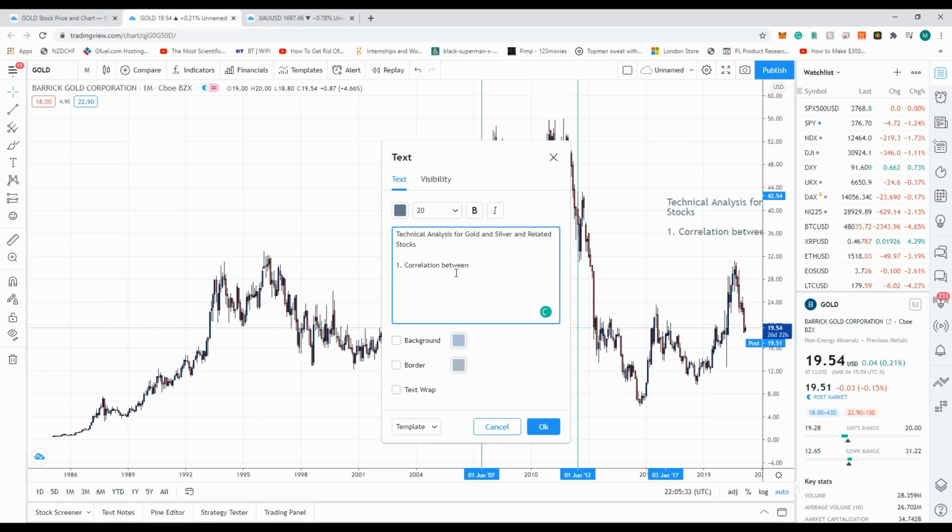I just put correlation between the gold and silver price action and the stocks price action. Sorry, guys, price action. So when we're looking at this, one of the biggest things, now I'm taking technical analysis from a lighter view. We're just looking at the things to pick up on.